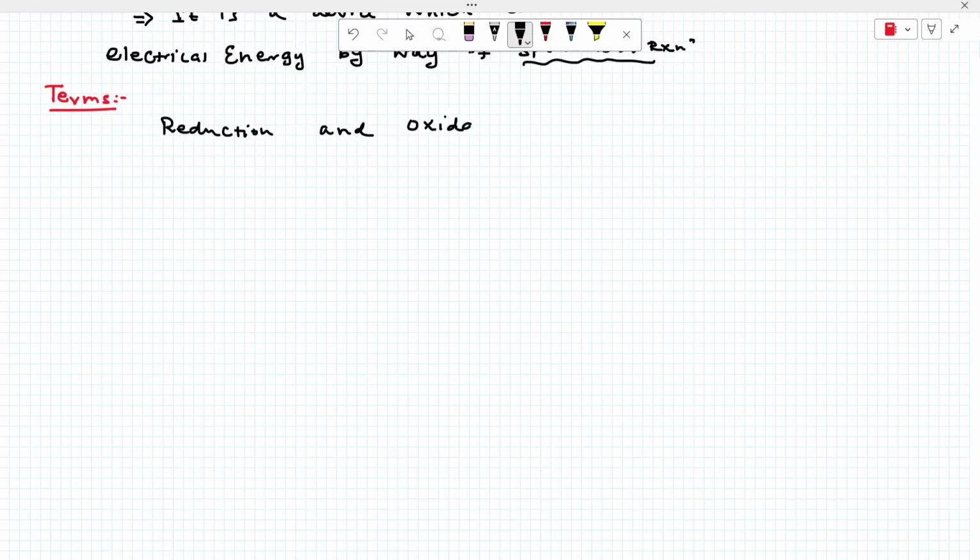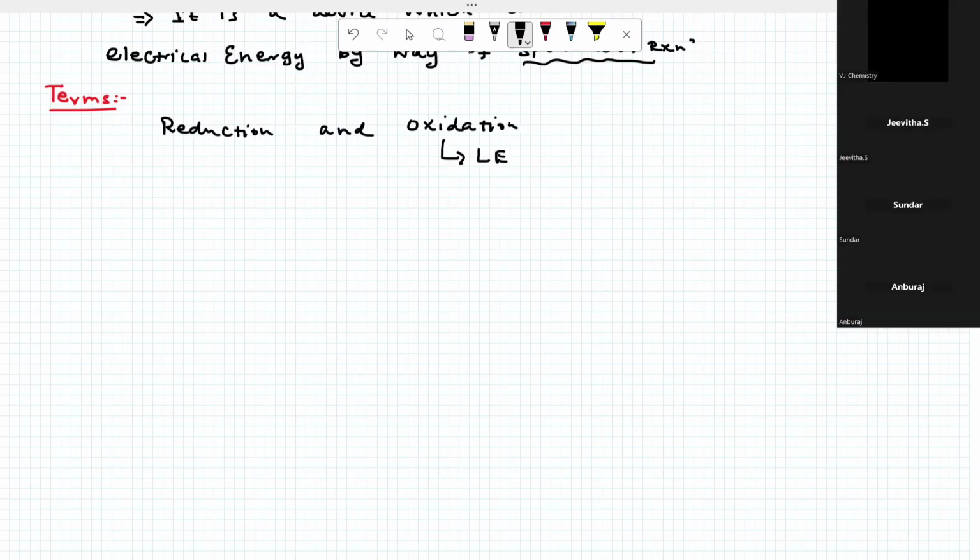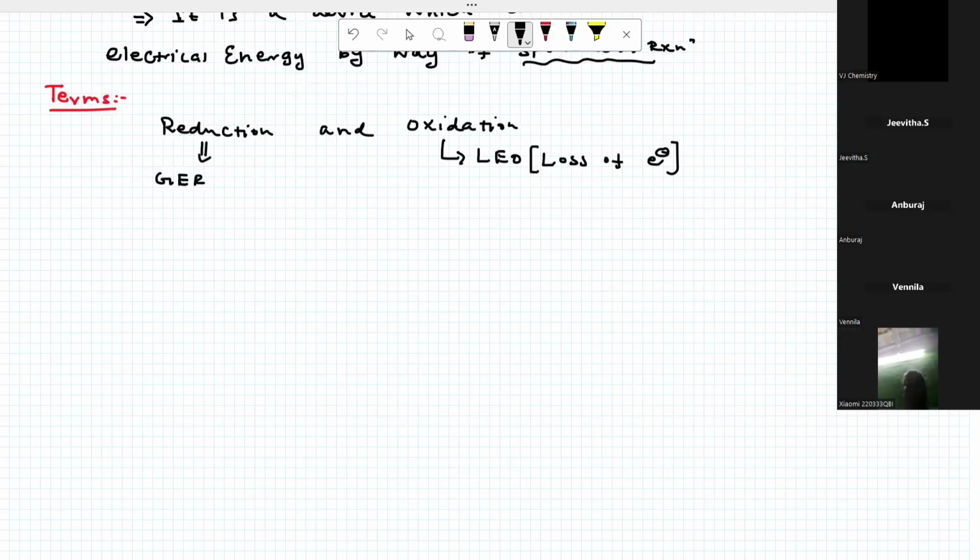So what is oxidation, students? Anyone? That is LEO, loss of electrons. Good, loss of electrons. Reduction means GER, gain of electrons. This is gain of electrons.